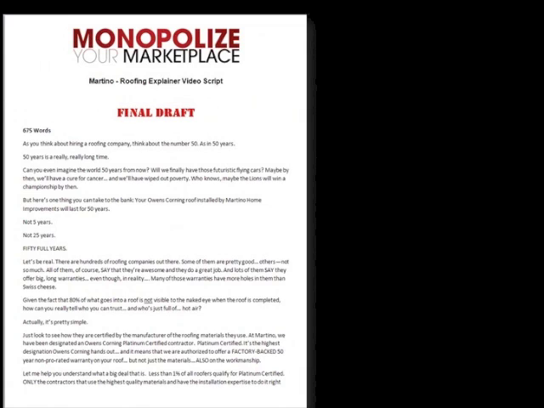So as you think about hiring a roofing company, think about the number 50, as in 50 years. 50 is a really, really long time. Can you even imagine the world 50 years from now? Will we finally have those futuristic flying cars? Maybe then we'll have a cure for cancer and we'll have wiped out poverty. Who knows? Maybe the Lions will win a championship by then.